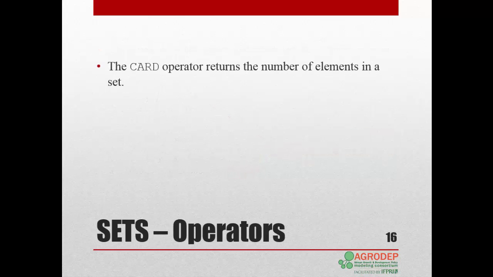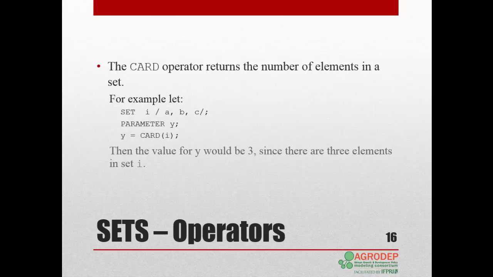Another set operator is card. This operator returns the number of elements in a set. So again, we define the set I having three elements, A, B, and C. We define the parameter y and assign to y the number of elements in the set I using the operator card. Y will take the value 3 since there are 3 elements in set I.